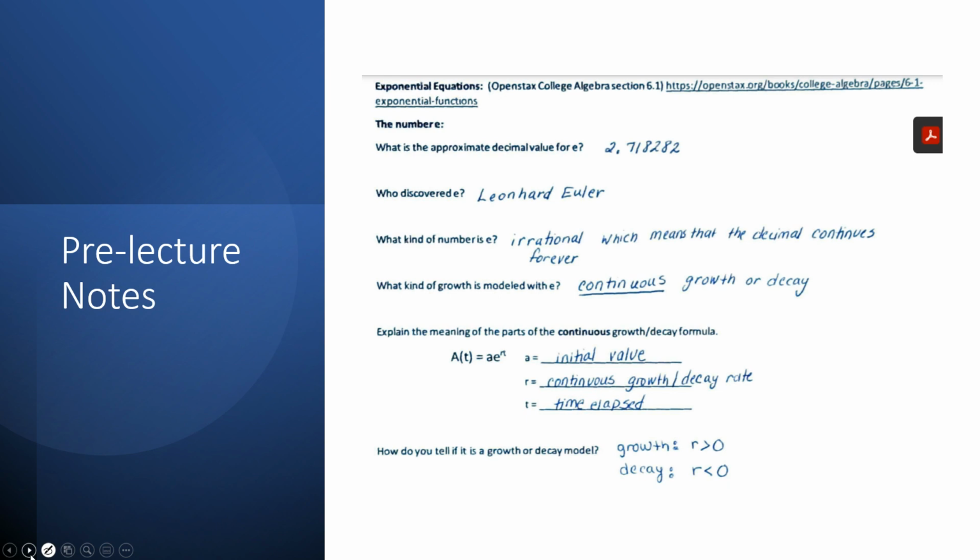So how do you tell if it is growth or decay? Well, if it is a growth model, you are going to have an r value that is greater than 0, so a positive value for r. And if it is a decay model, you are going to have an r value that is less than 0. So when you look at your problem, you will see a negative in the exponent.